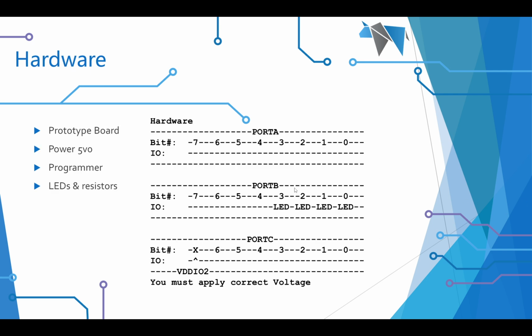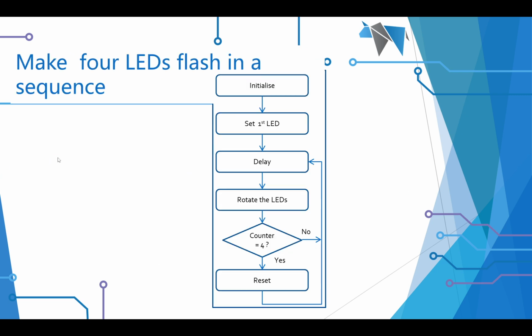And what we're going to do is make some LEDs flash. Those LEDs are attached to port B, to pins 3, 2, 1, and 0. There are 4 LEDs attached here via some resistors. Otherwise, you'd just blow the chip up. I've got power, programmer, and some resistors attached. I'll show you my board in a moment, okay?